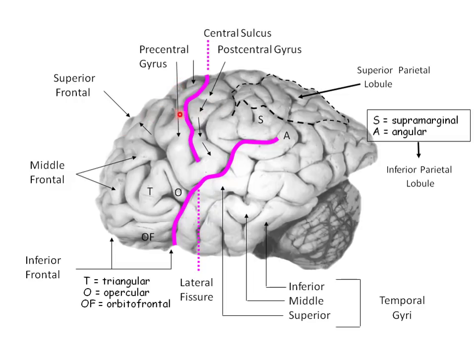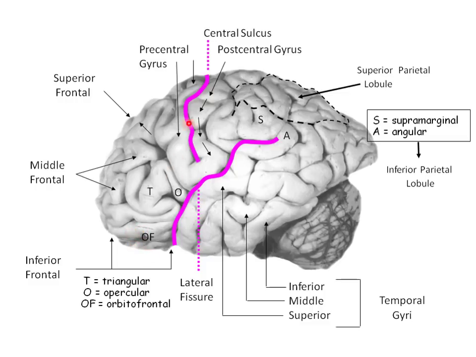Anterior to that are various frontal gyri: the superior frontal gyrus, the middle frontal gyrus, and the inferior frontal gyrus. The inferior frontal gyrus is broken up into three different components: the triangular gyrus, the opercular gyrus, and the orbital frontal gyrus. Orbital frontal is just over the orbit.